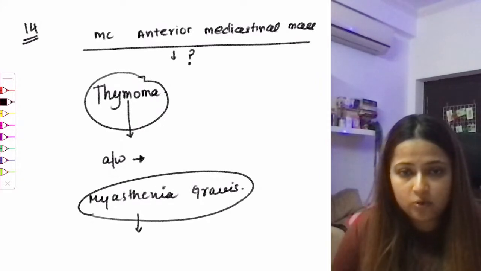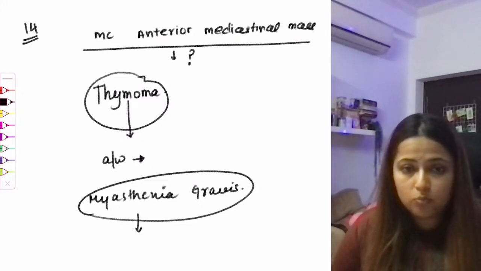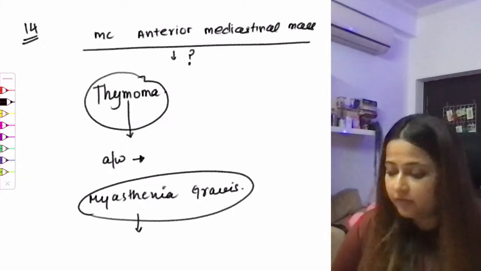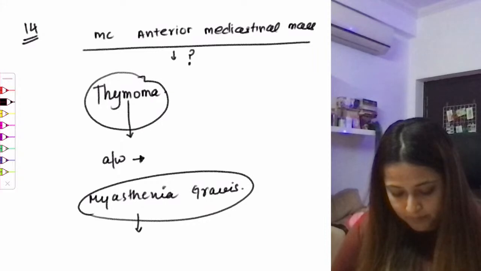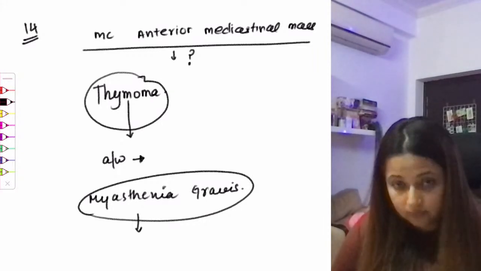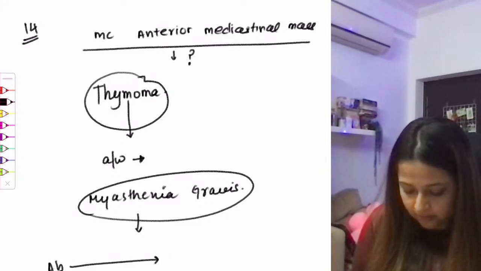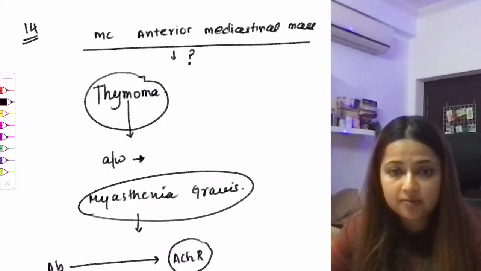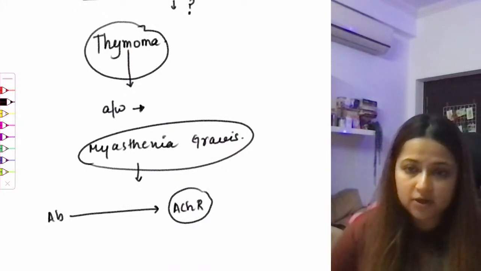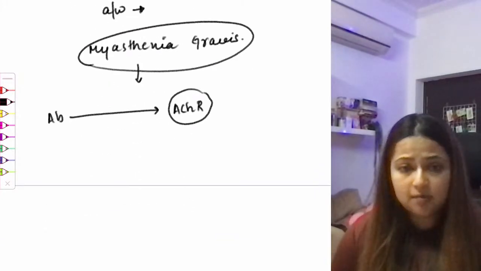What type of autoantibodies are seen in case of myasthenia gravis? Anyone? In myasthenia gravis, the antibodies are attacking the acetylcholine receptors. Okay, so remember, in myasthenia gravis, the antibodies are attacking the acetylcholine receptors. Okay, next question.